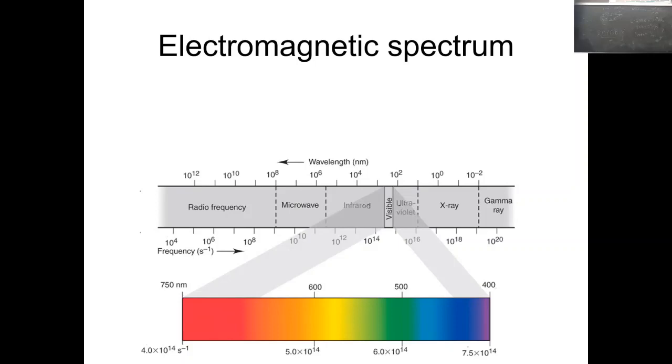Notice that the visible light here looks like it's really spread out on the bottom so we can see the colors. But these light gray lines are showing you that it fits into this really narrow band here. So what we can see is just a very small fraction of all of the electromagnetic spectrum.